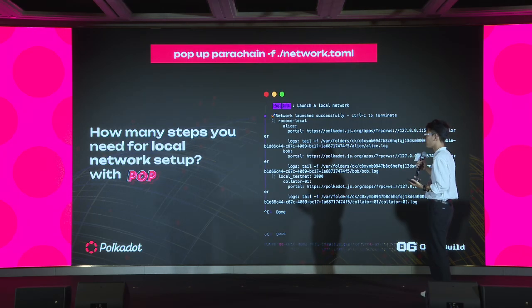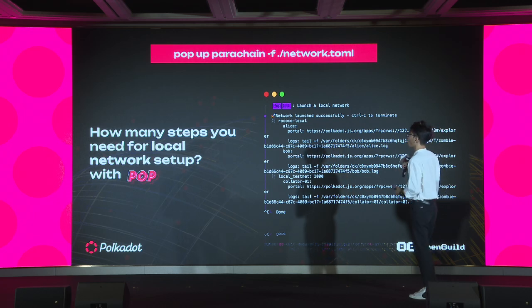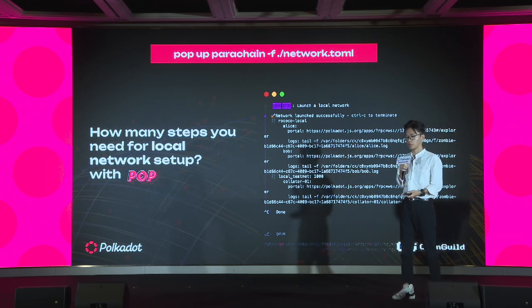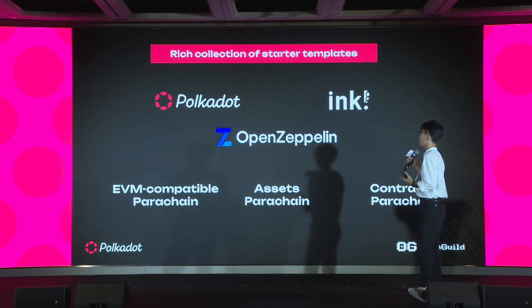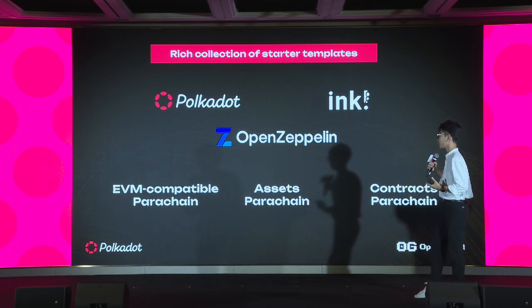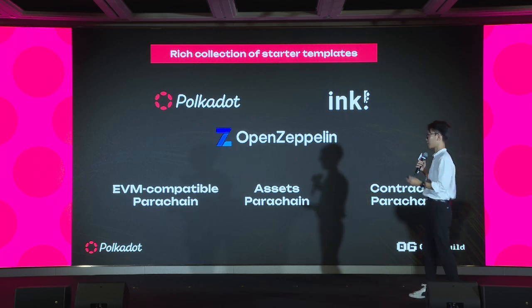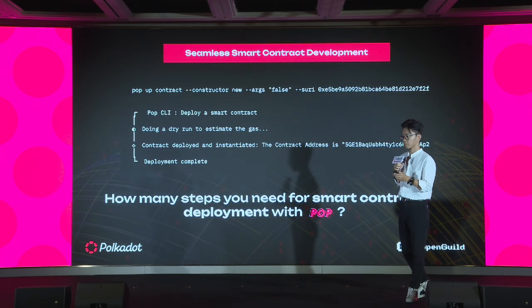So how many steps do you need for local network setup with POP? Actually, you only need one command, like pop up parachain, and you define the file here, and then you can have your local network running with ZombieNet as the underlying infrastructure. Also, POP provides a rich collection of starter templates, which support the Polkadot template, OpenZeppelin, and also the EVM compatible parachain template and the Aqua parachain template.